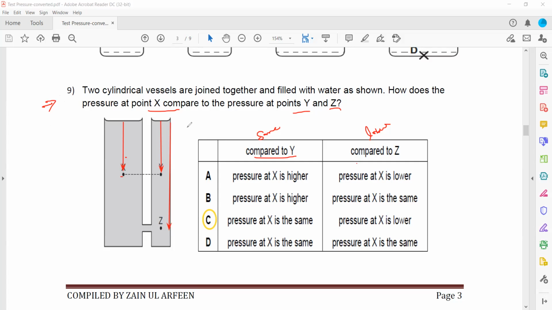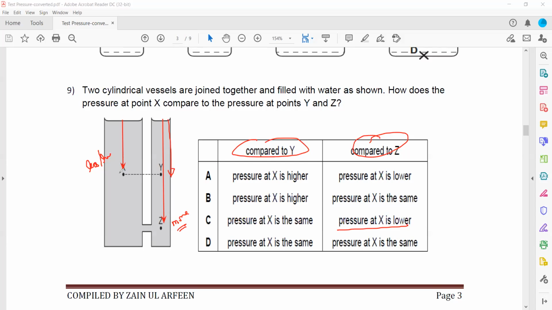Why lower? Because you can see Z is deeper inside compared to X. So the pressure exerted by the liquid at Z is more and at X it is less or lower. So they are saying compare to Z. When we compare with Z, what is the pressure at X? So the pressure at X will be lower. And compared to Y, the pressure of Y will be the same as the pressure of X. That's why C is the right answer.